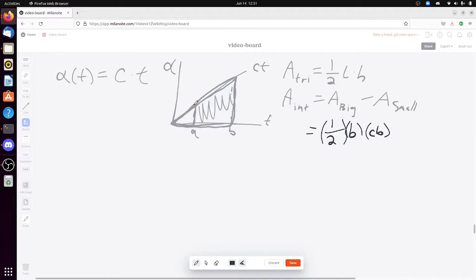C is just the slope of this line, by the way. All right, so we have that, and then for a, we're going to have basically the same thing. So let's call that 1/2 times a times c of a. Just doing a little basic rearranging, you can see how this equals c over 2 times b squared minus c over 2 times a squared.